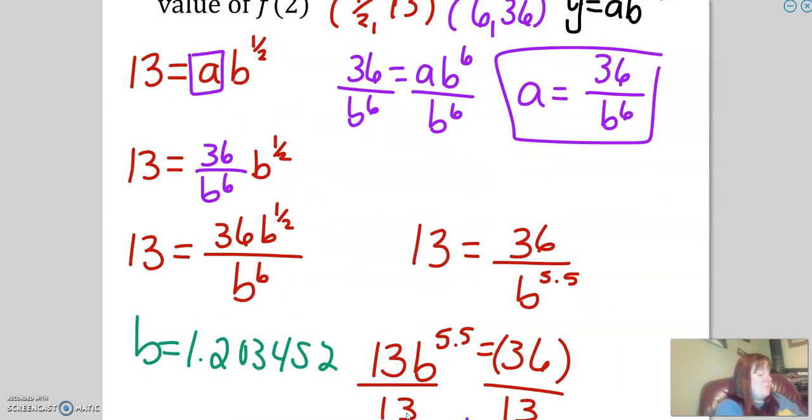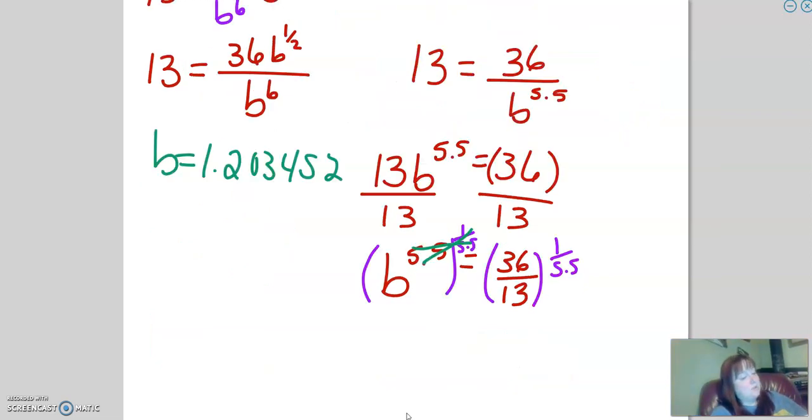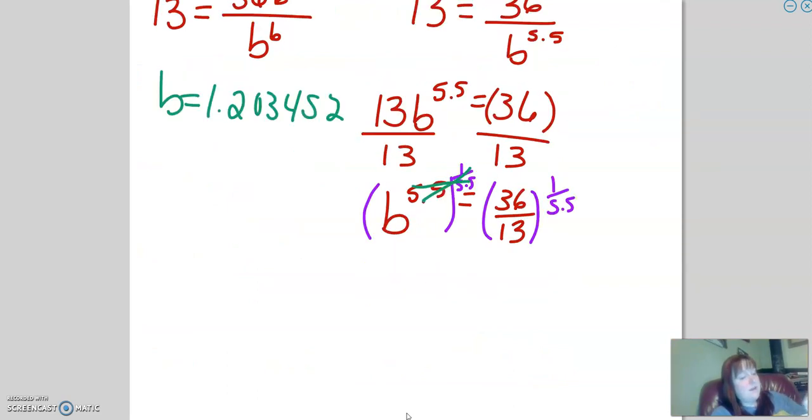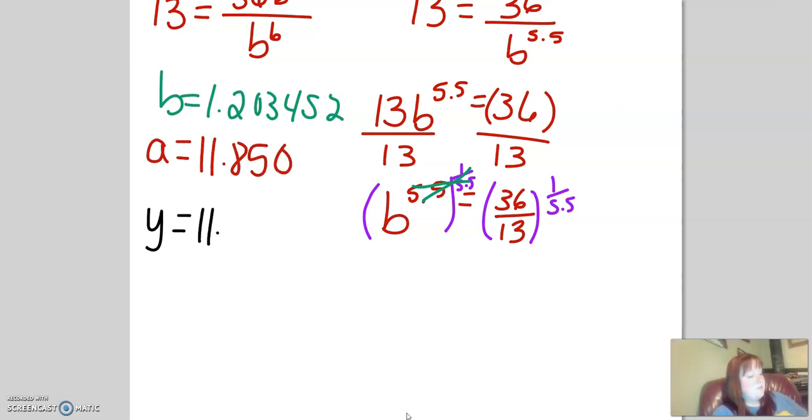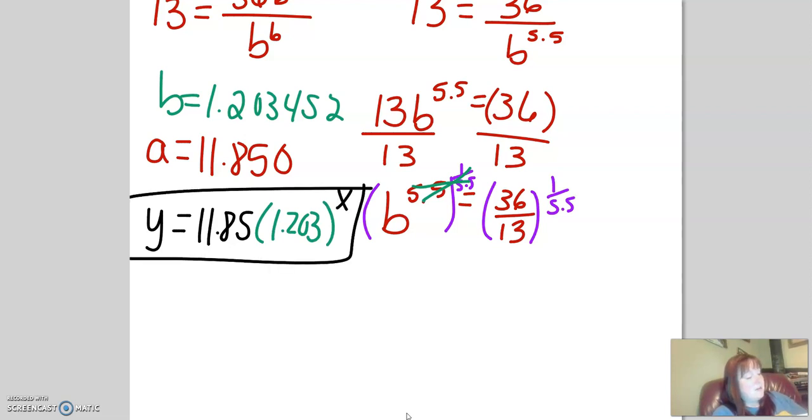And we know that a equals 36 divided by that to the 6th. So we're going to raise that to the 6th power, and then 36 divided by that answer is going to be 11.85. So we can get back to this where we say, okay, a equals 11.850. So now I can write my function. y equals 11.85 times 1.203 to the x. And I know it looks really ugly, but that's real life. That's what functions look like in real life.